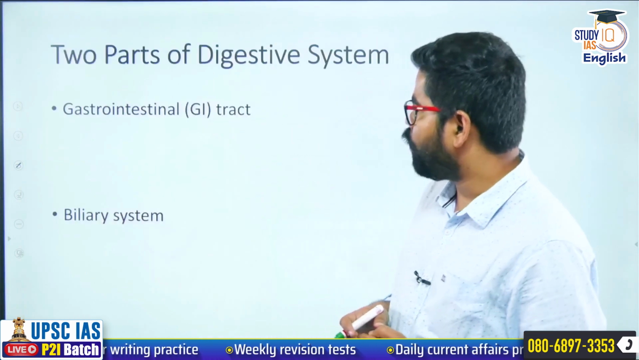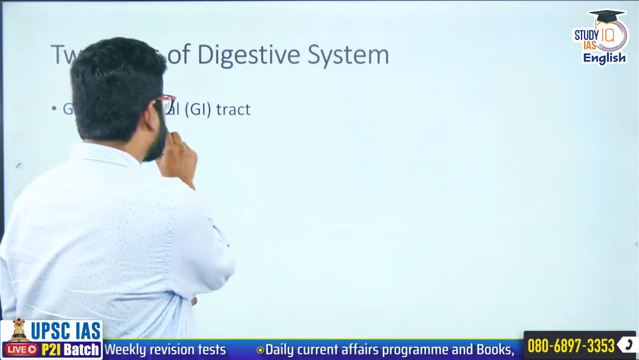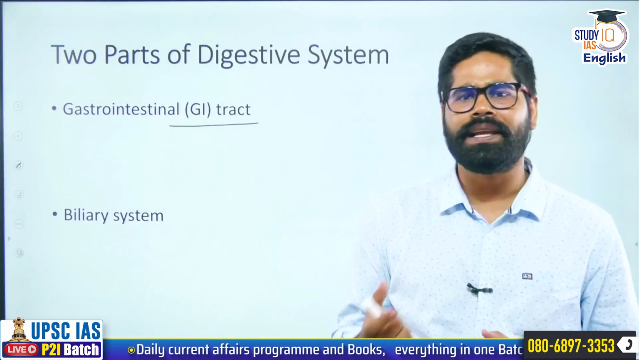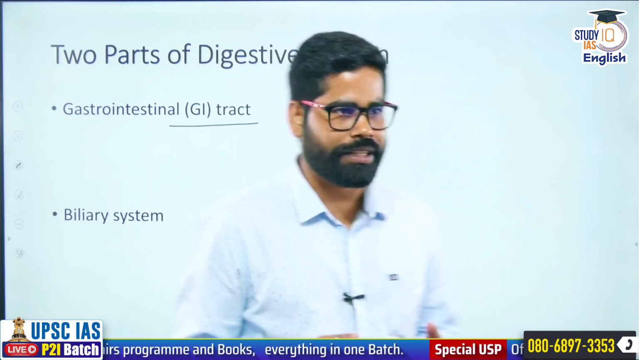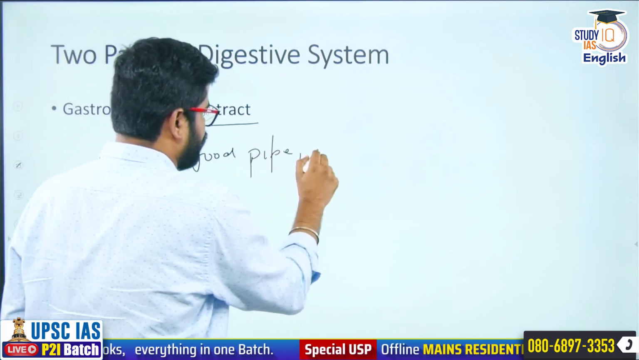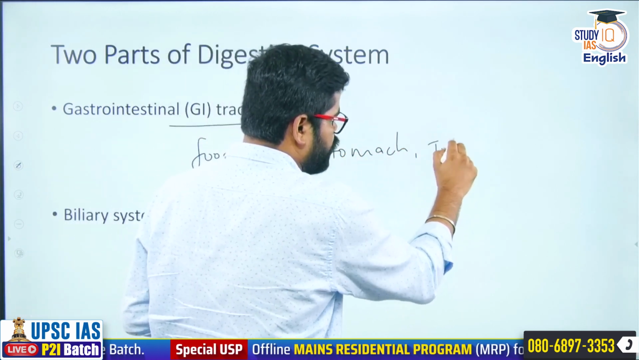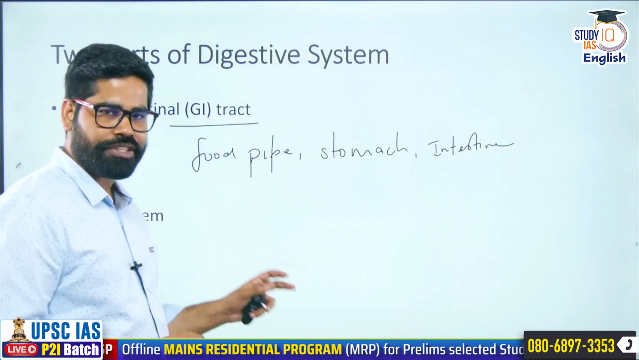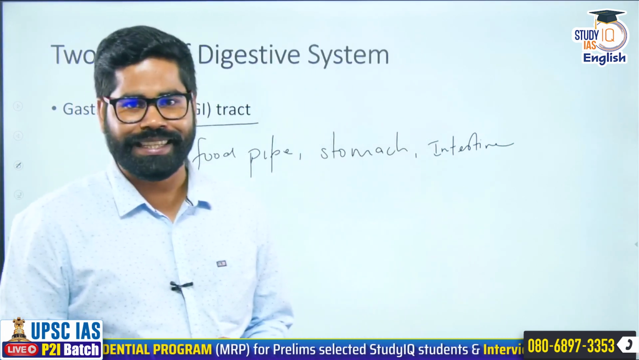There are two basic parts of our digestive system. One is called the gastrointestinal tract. This gastrointestinal tract simply means the hollow organs which are there. It includes the food pipe, the esophagus, and the stomach. It also includes your intestine, both large intestine and small intestine. They are the hollow structures present in our digestive system, and they are simply called the gastrointestinal tract.